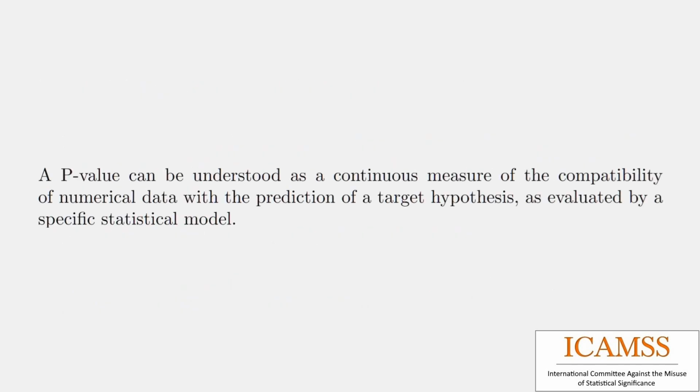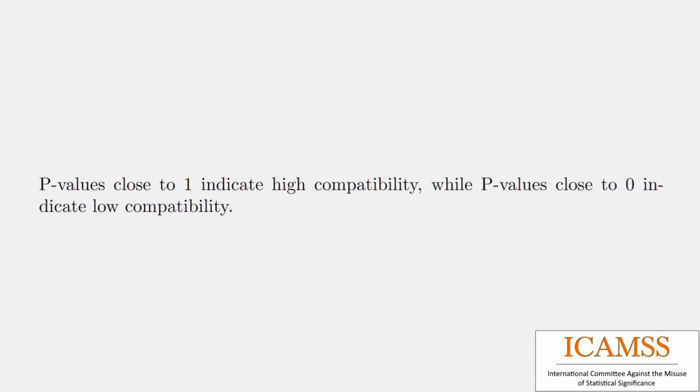A p-value can be understood as a continuous measure of the compatibility of numerical data with the prediction of a target hypothesis as evaluated by a specific statistical model. P-values close to 1 indicate high compatibility, while p-values close to 0 indicate low compatibility.